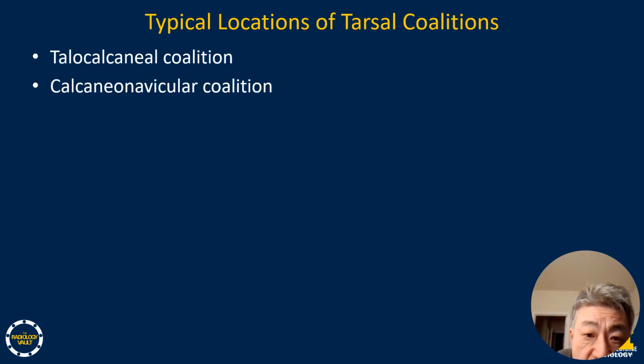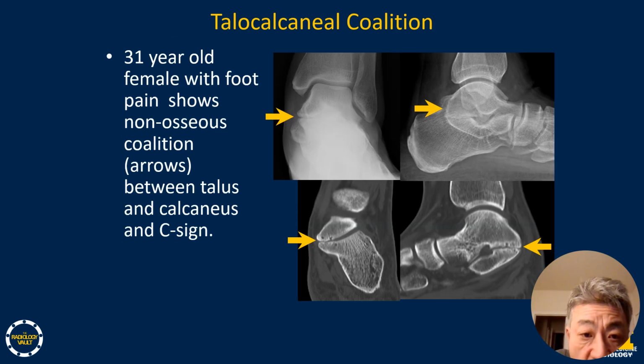Let's move to tarsal coalitions. Typical locations are talocalcaneal and calcaneonavicular. A 31-year-old female with foot pain shows non-osseous coalition between talus and calcaneus, and we can see the C sign.